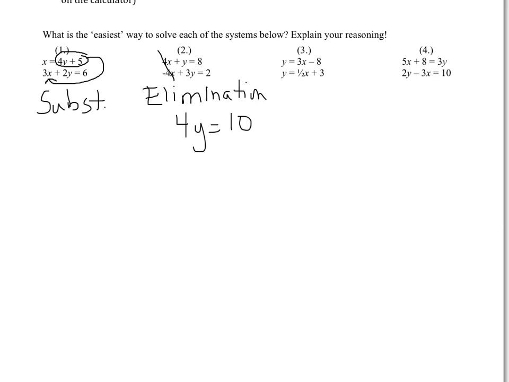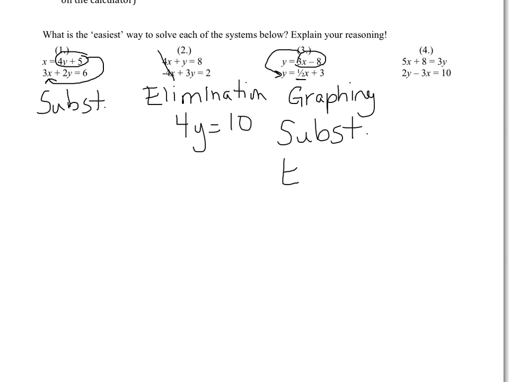Number 3, if you have a graphing calculator and you know how to do it on your graphing calculator, I would go ahead and use graphing on your calculator because both of these are in slope-intercept form. The other reason is that we've got this 1/2 x here, and sometimes we mess up when we deal with fractions. I would also say here that you could use substitution because you've got a y alone. All you have to do is take that, put it in there for y. Or I would even say elimination would be pretty simple, but that would be my third choice.